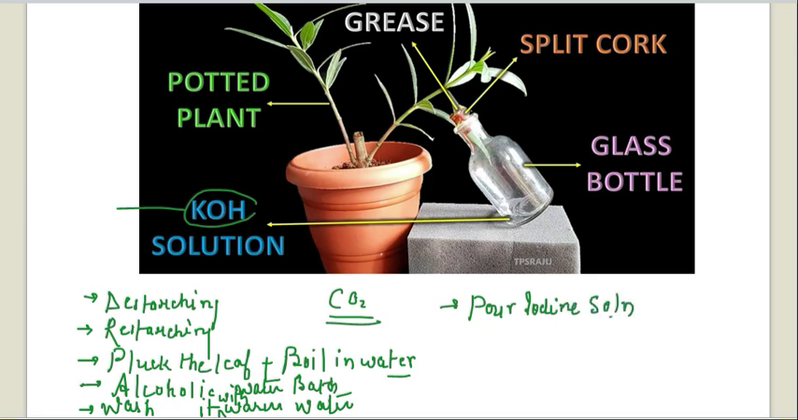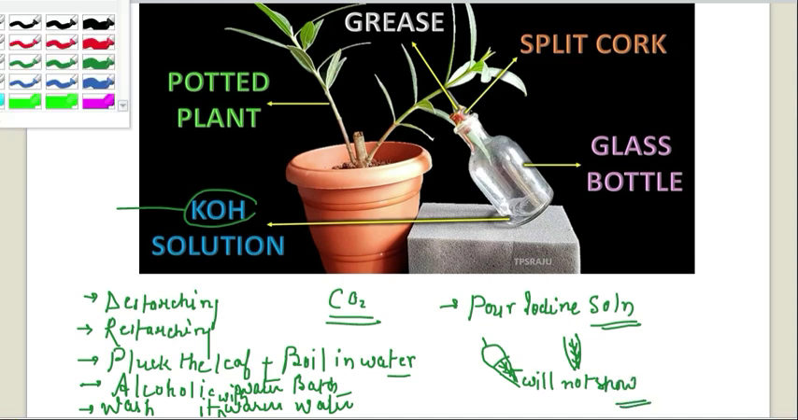So as we have poured iodine solution, what will be the result? The region which is inside the bottle couldn't get the CO2 during the process of restarching, because CO2 is being absorbed by the KOH solution. So in the leaf, suppose this region is placed inside the bottle, this region will not show the blue black color.